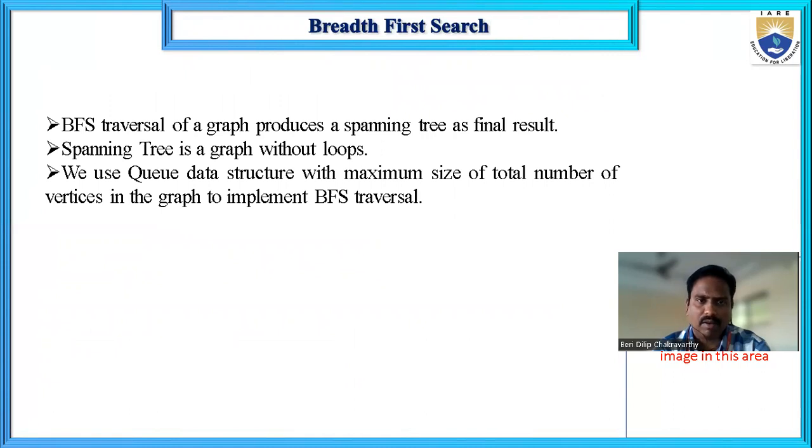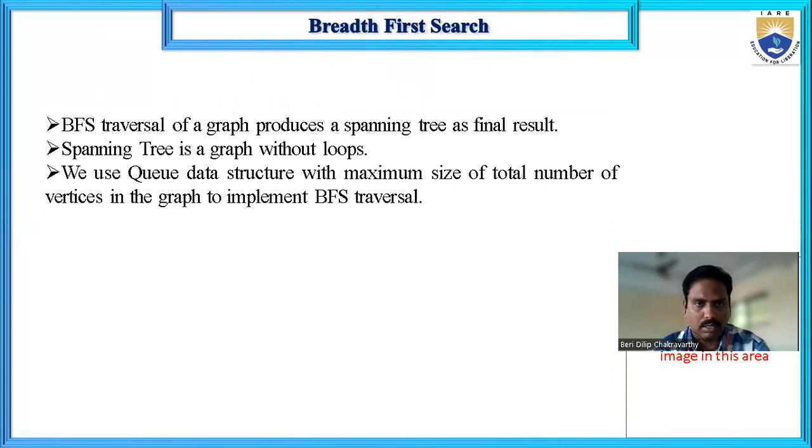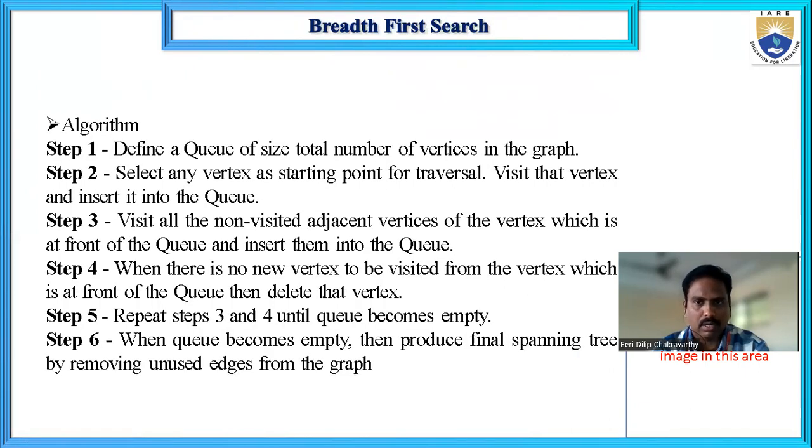BFS traversal of a graph produces a spanning tree as a final result, as I already told you. We are going to use the queue data structure for implementing breadth first search. Now the algorithm: what is the sequence of steps we follow in breadth first search?